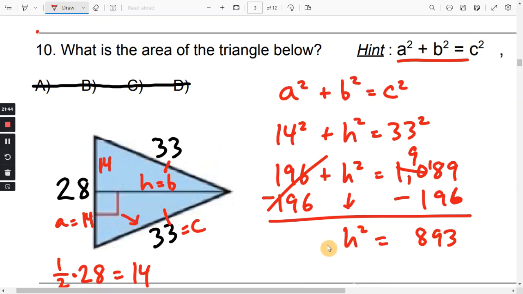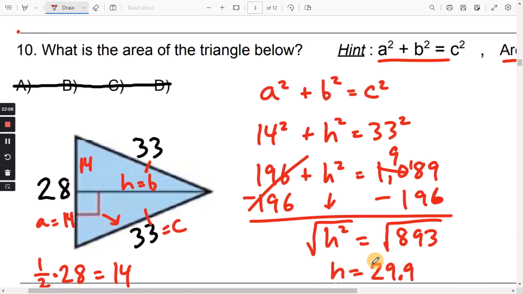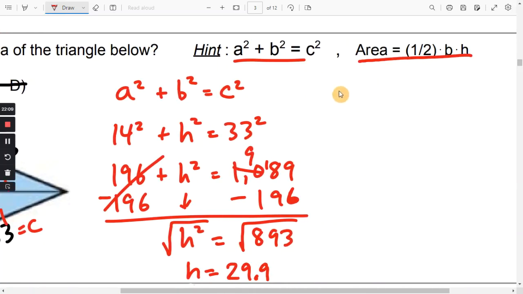The opposite of squaring something is to take the square root. So the square root of 893, rounded off to 1 decimal, that's 29.9. Okay, the numbers on the actual exam might be neater than that. But that is your height. And now we can apply that to the area formula. Area is 1/2 times the base.